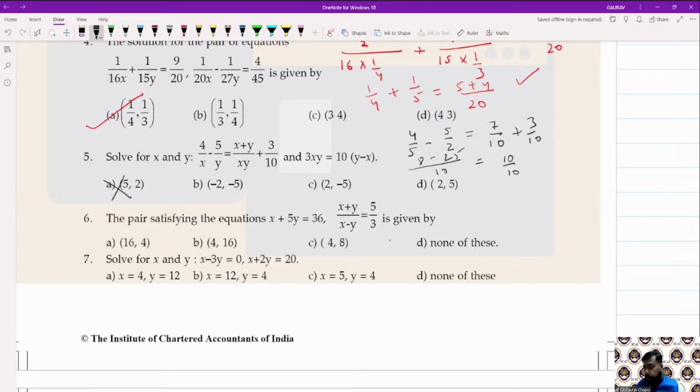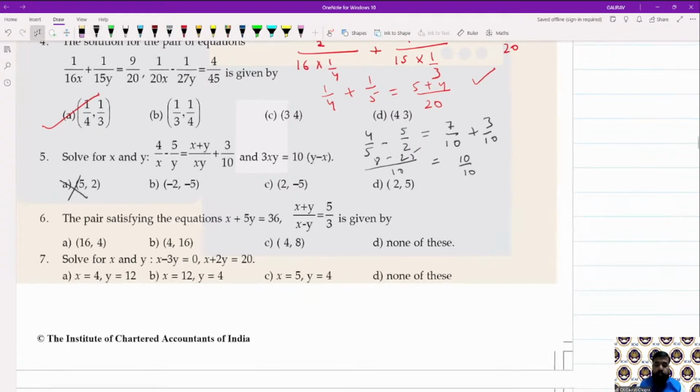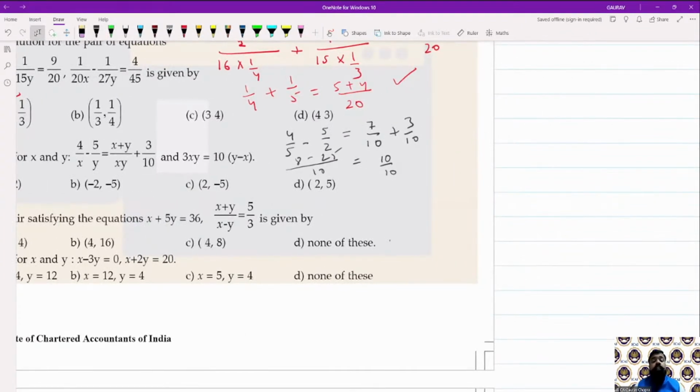So somebody has given option number D. Yes, Tamanna has given D option. Vandana, Ayushi, Tarun, Ashwarya. Yes, everyone is going for D. So you can check with option number D. And see, the second equation is very easy. So you can easily check with the second equation.